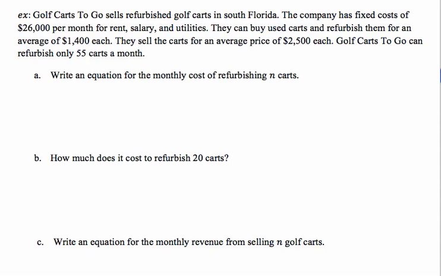All right, let's see. So Golf Carts to Go sells refurbished golf carts. I'm trying to just read through the important parts. The South Florida doesn't matter. Let's see. The company has fixed costs of $26,000 per month. That's their fixed cost. Let's see. I'm going to color code this a little bit. What they're for doesn't matter. They can buy used carts and refurbish them for an average of $1,400 each. So that's important. Refurbish them for $1,400 each, roughly.